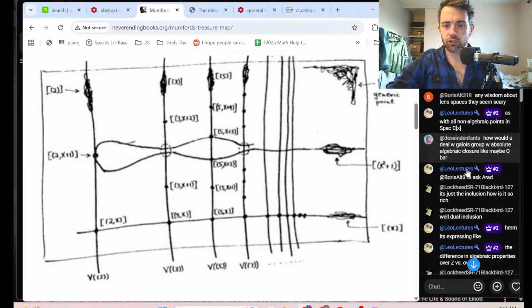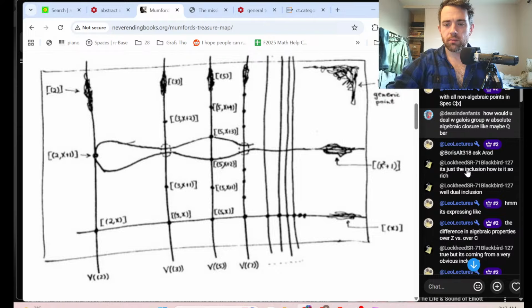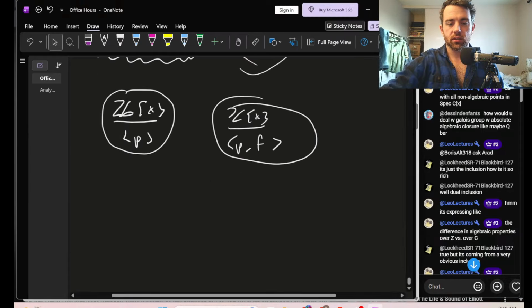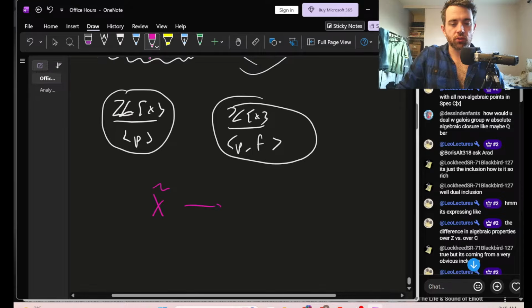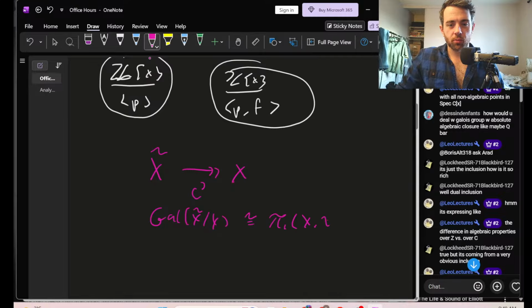How do I deal with Galois group versus absolute algebraic closure, like Q bar? Yeah, I don't know. Well, it's all kind of consistent, because in algebraic geometry land, the universal cover may not exist in the same way that it does in analytic topology land. So like the fundamental group, the Galois group, the group of deck transformations for the universal cover is just your fundamental group.